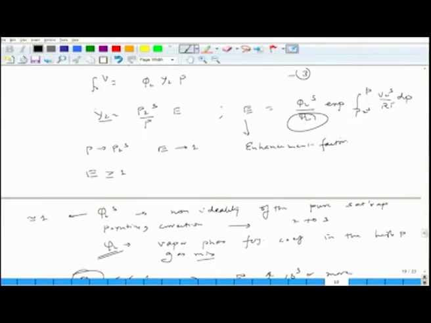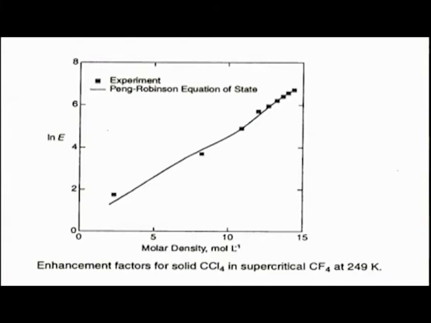Okay. So, let me show you how we actually make use of the equation of state by a few examples. This is E on a logarithmic scale, for the case of solid CCl4 in supercritical CF4 at this temperature. As you increase the molar density, making it denser and the pressure higher, the enhancement factor increases. You can clearly see that this equation of state could capture the behavior very well and is in line with the experiments.